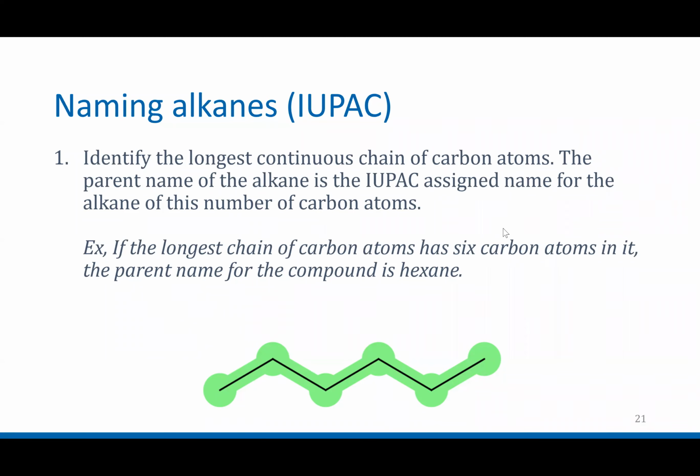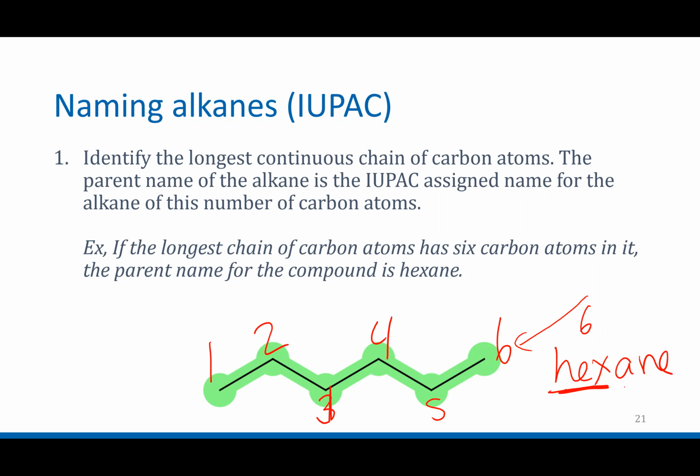Okay, so this is not the best example because there's no branches, but this would be a continuous chain. The green has nothing to do with anything, it is just me coloring in or highlighting the longest chain. This is an easy one, one of my favorite hydrocarbons, hexane. Hex because there's 6 carbons, ane because it's an alkane.